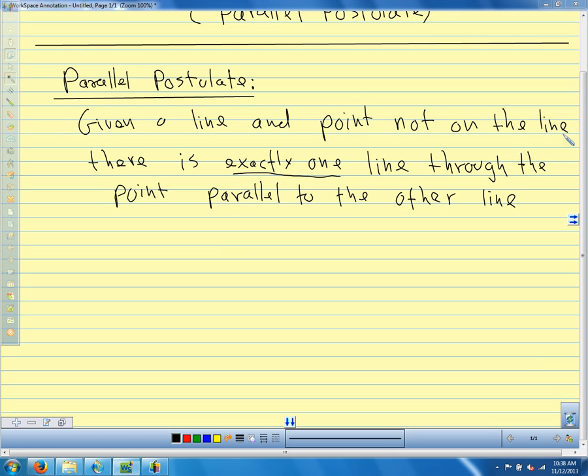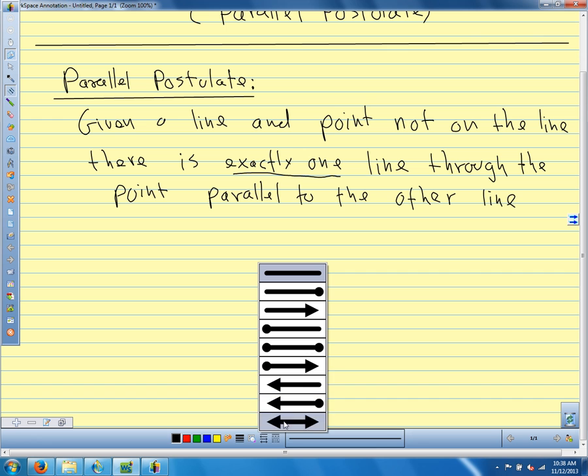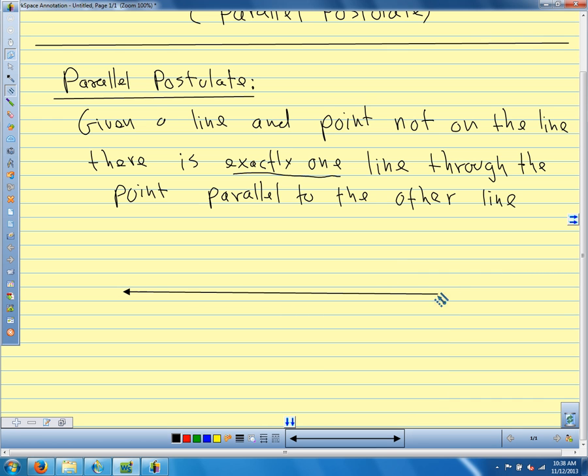And the picture's pretty easy here. Here's our line. Here's our point P. The parallel postulate says that there's exactly one line through P that's parallel to L.